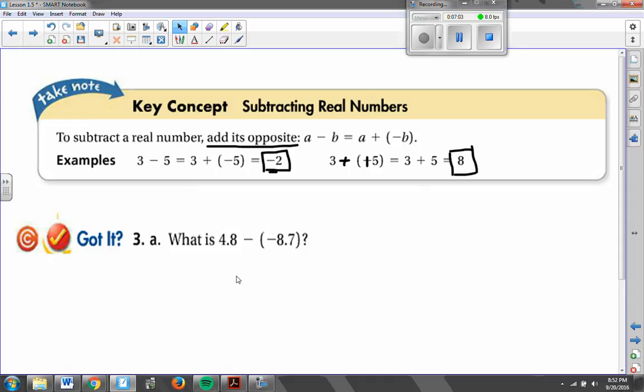Okay, the answer here should be 13.5, and it should be positive because minusing a negative is like adding a positive, so it's positive plus a positive again. Okay, 13.5. If you have questions about adding or subtracting numbers, please make a note to ask me in class tomorrow.